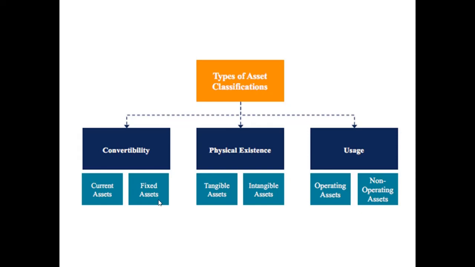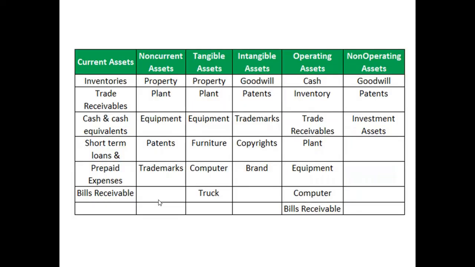Now let's go back to current assets. A current asset is an asset which can be easily converted into liquid cash. For business purposes, current assets include inventories, trade receivables, cash and cash equivalents, short-term loans given, not taken, prepaid expenses, and bills receivable. These are examples of current assets, which can be easily converted into liquid cash.